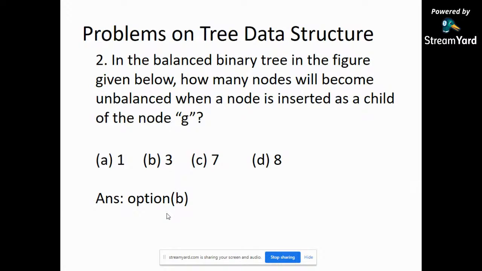There's one diagram which is given to us, which is not here. In the balanced binary tree in the figure given below, how many nodes will become unbalanced when a node is inserted as a child of the node G?